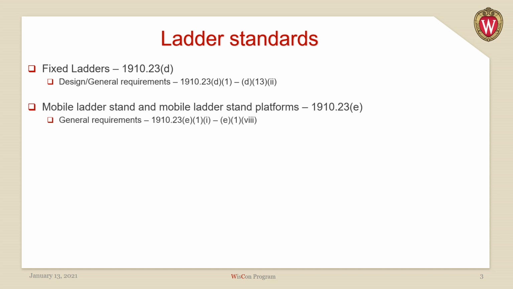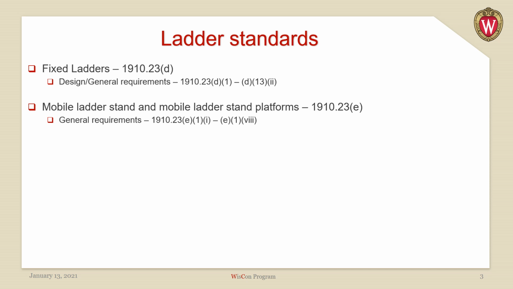The next section is broken out into two. You'll see mobile ladder stands and then mobile ladder stand platforms. What you see here is the general requirements, which are 1910.23 E1(i) through E1(viii). And that's going to be running through your general requirements.